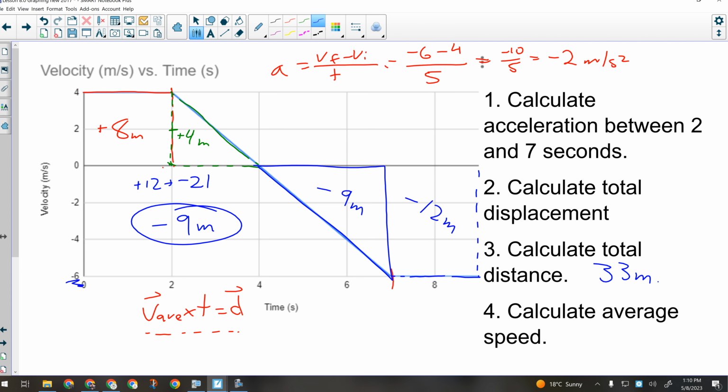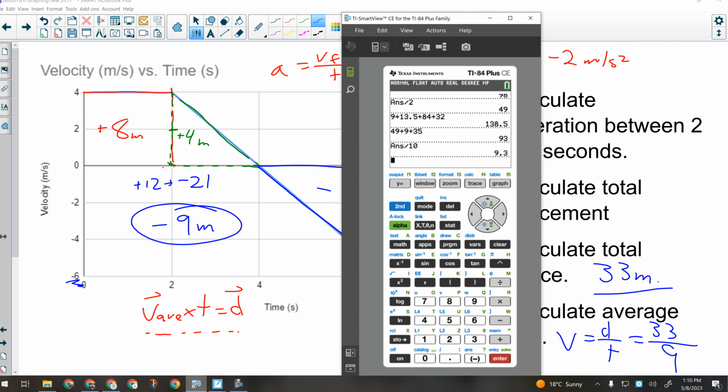Okay, and for number 4, how do I calculate average speed? What's my formula? V equals d over t. Okay, average speed equals total distance over total time. Well, I just calculated the total distance, so I did all the hard work already. Total time is 9 seconds. Okay, 33 over 9. Right, so we're looking at an average speed of 3.7 meters per second.